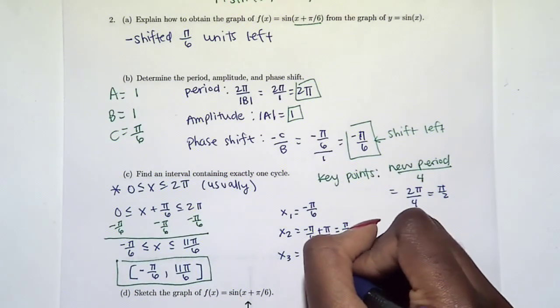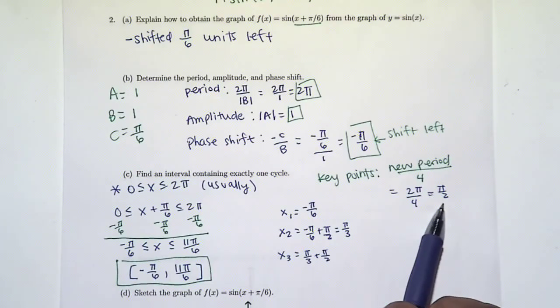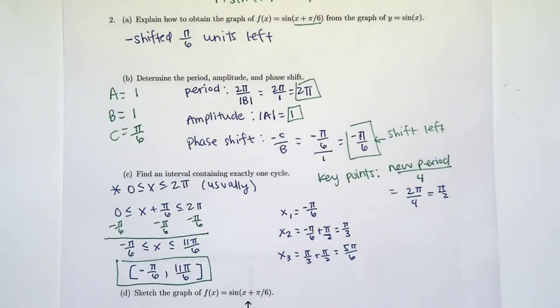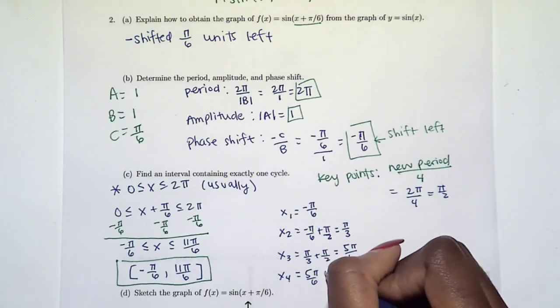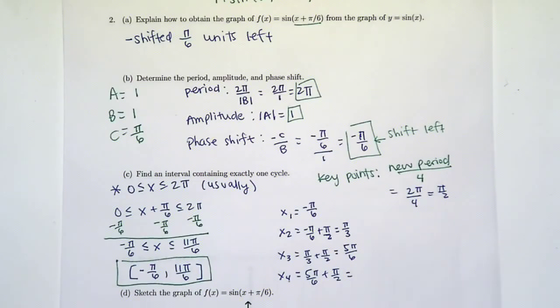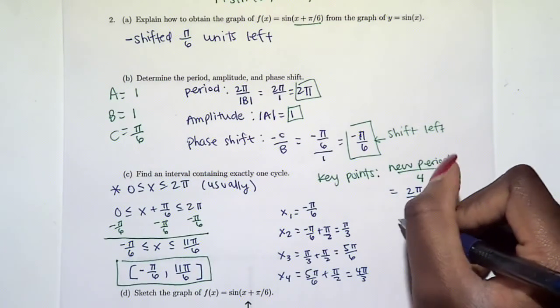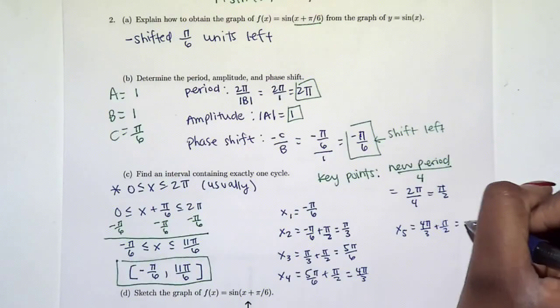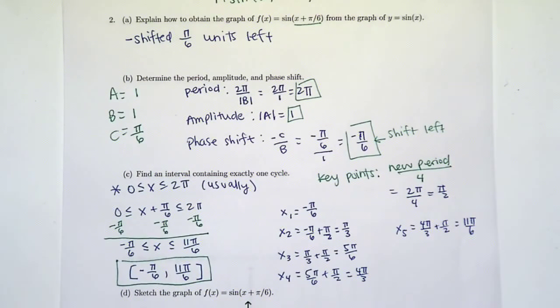Next point is going to be pi over 3 plus pi over 2. So this is the number we're adding every time. That's 5 pi over 6. For x4, we're starting with 5 pi over 6, adding pi over 2: 4 pi over 3. And then finally, x5, 4 pi over 3 plus pi over 2 is 11 pi over 6. And we know we added up correctly if we ended with where our interval ends. So we're starting at negative pi over 6, ending at 11 pi over 6.